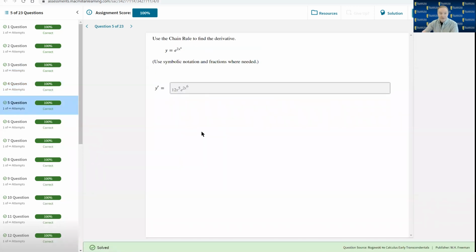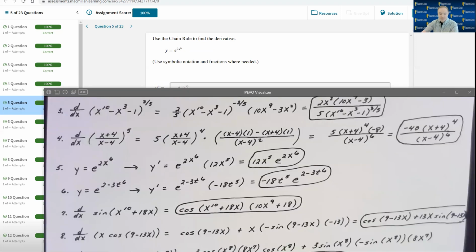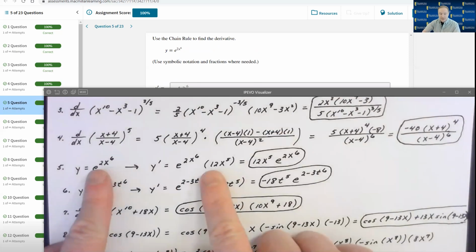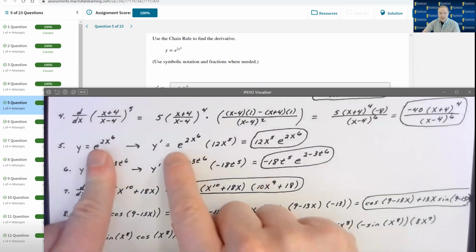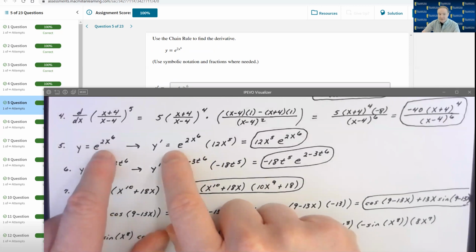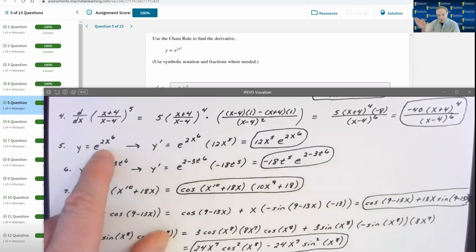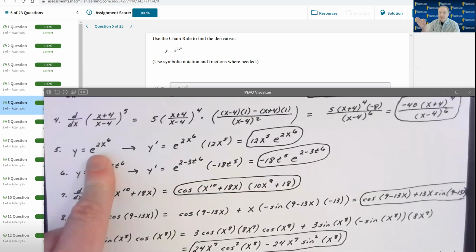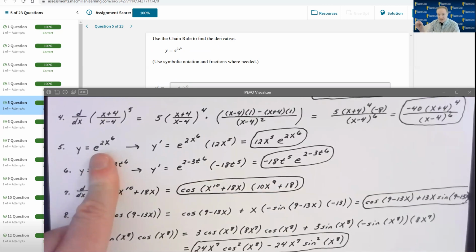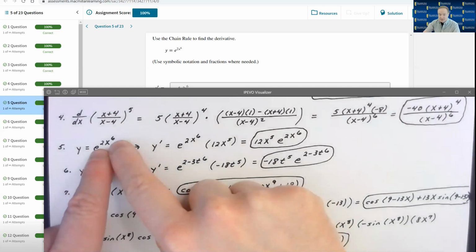Now, for number 5, it gave me a pretty simplistic exponential function. This one's quick and easy. You'll see it didn't take me much work to do it at all. We remember the derivative of any exponential function is that exponential function. But now we have to worry about the chain rule. And you say, well, yeah, okay, the derivative of the exponential part may be just that exponential function, but there's a function inside of that. So the chain rule says you have to multiply by the derivative of the function inside of that exponential function.